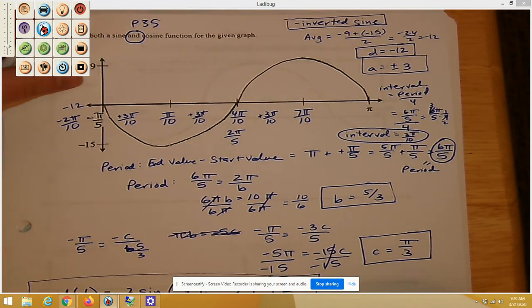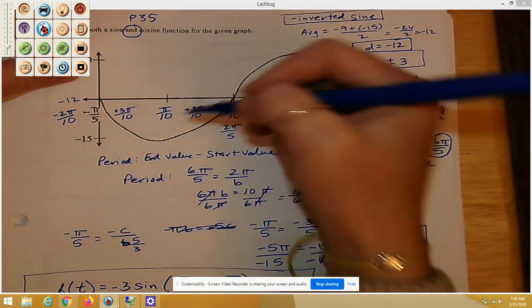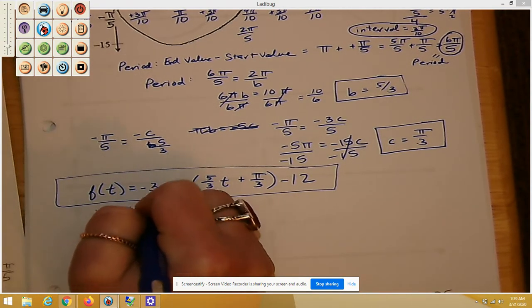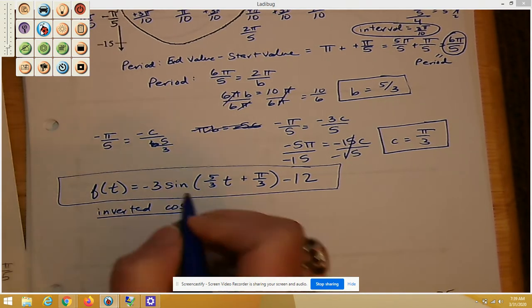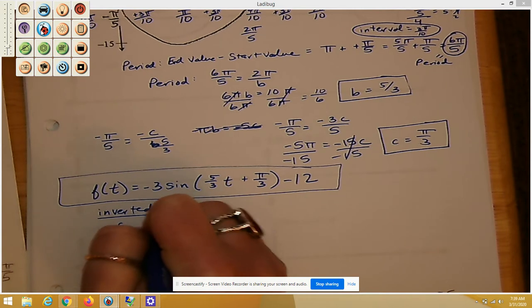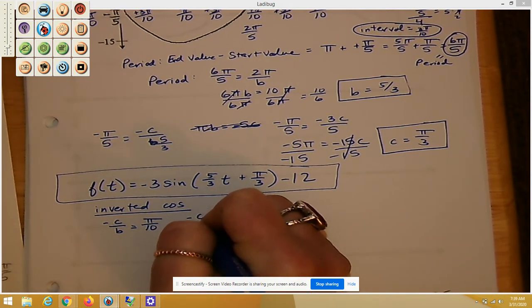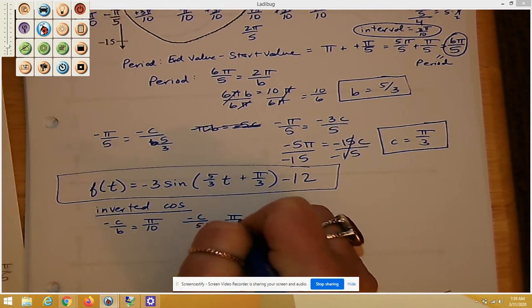All right, so now I'm going to pick an inverted cosine and do it here. So I picked inverted cosine. So my phase shift, remember, is negative c over b, and I'm going to say it equals pi over 10. So here that would be negative c over, we said b was 5/3, equals pi over 10.